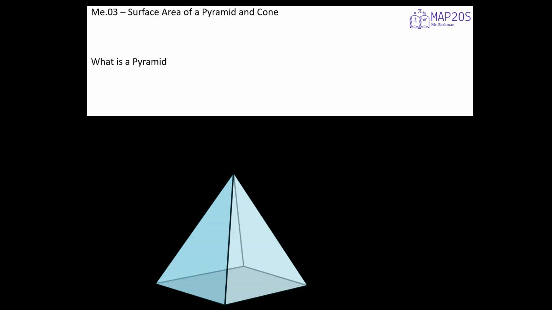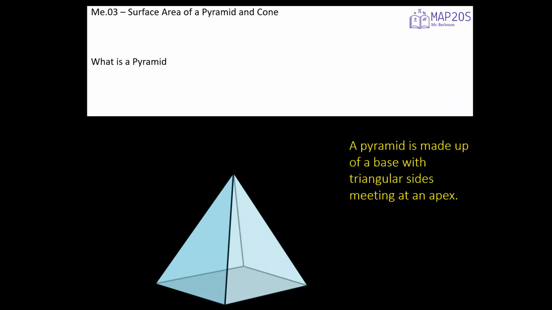But a pyramid is a little bit more than just a square base. It's a little bit more than just what we see when we think about the pyramids of Giza in Egypt. A pyramid in general looks like this. First of all, a pyramid is made up of a base with triangular sides meeting at something called an apex. So let's look at this pyramid and let's define it to start.